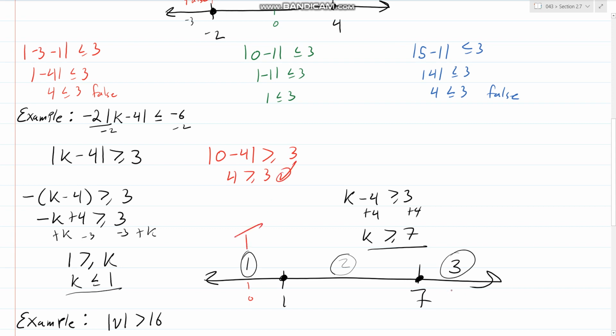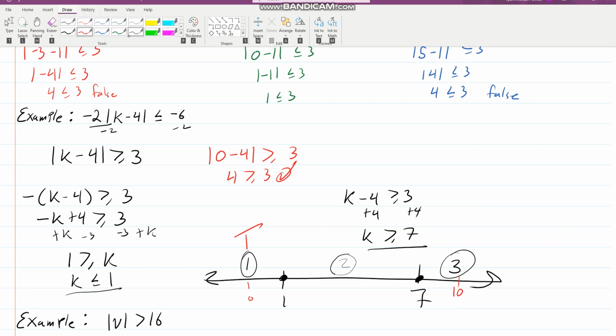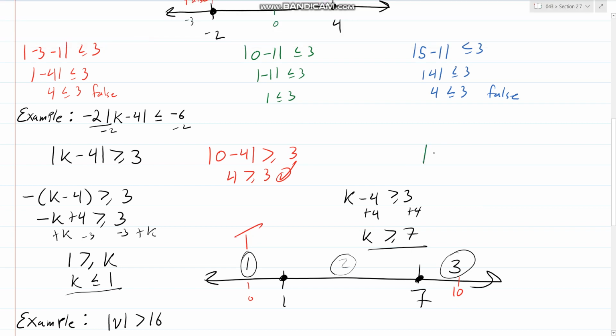All right, what about region 3? I need to pick a number that's greater than 7. How about 10? So I'll plug in 10 and see what happens. 10 minus 4 is 6. The absolute value of 6 is greater than or equal to 3. That is true. This region is true. These endpoints are both going to equal 3, so we can say that that's true.